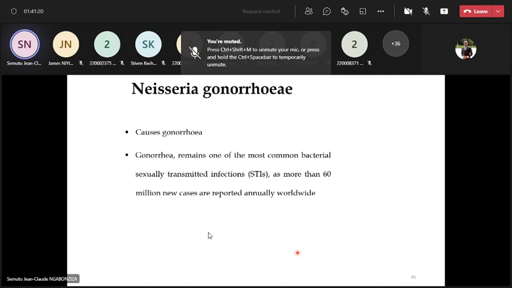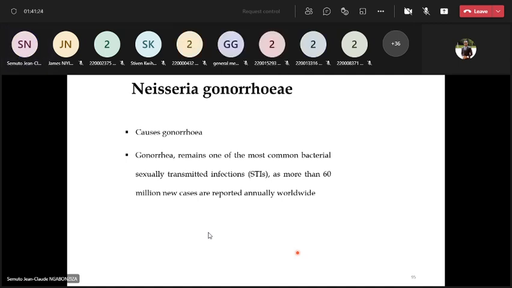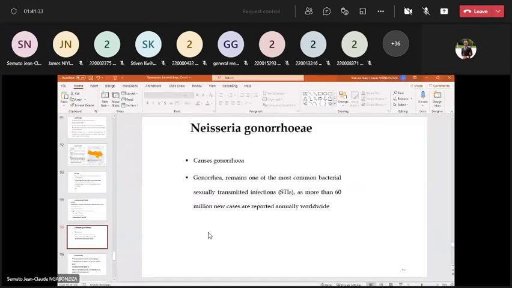Any question with Neisseria meningitidis? Any question?